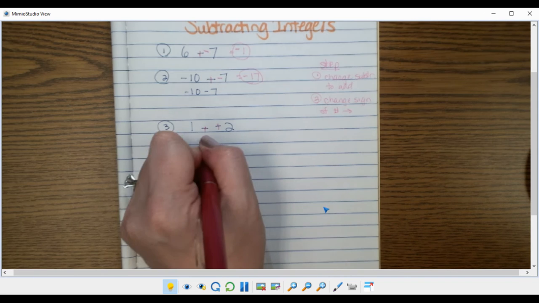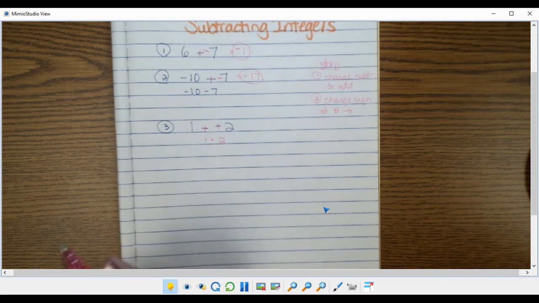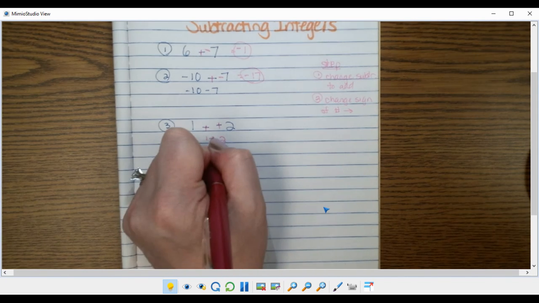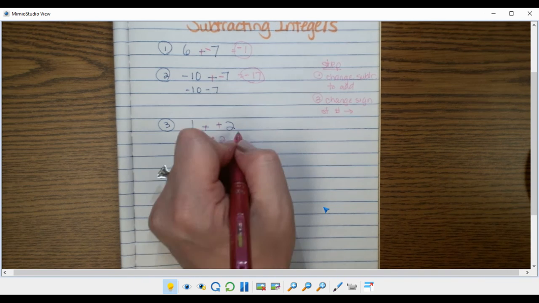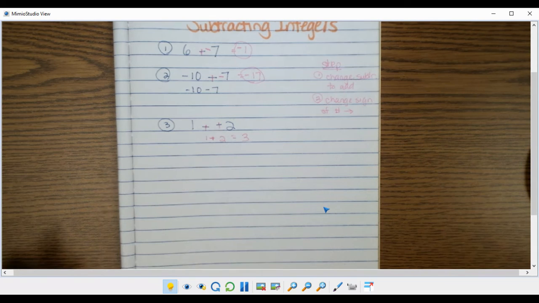So I've changed the problem into 1 plus 2. Yeah, I could put that second positive in there, but I'm not going to. Well, you know 1 plus 2. You've been doing that for a long time. They have the same sign. So by my addition rules, I'll add and keep the sign.